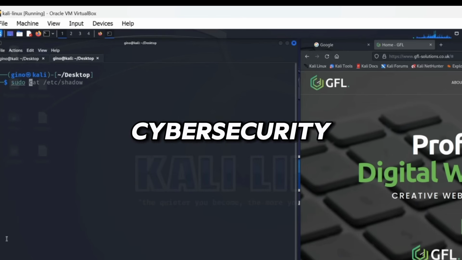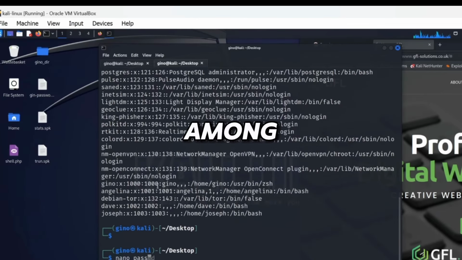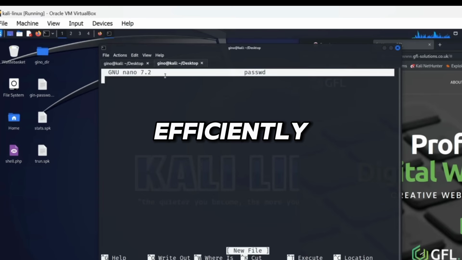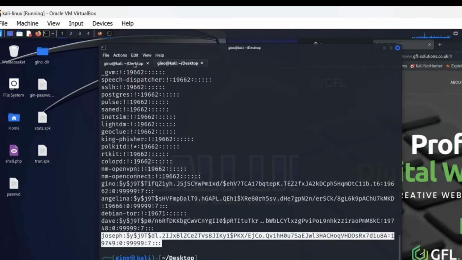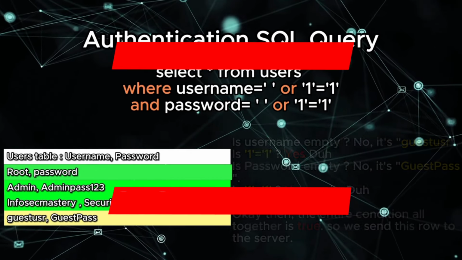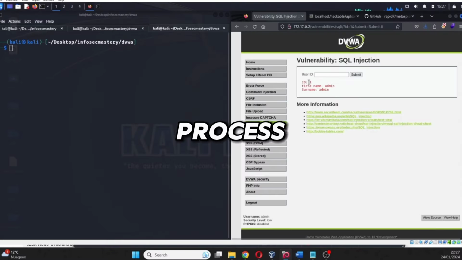variety of cybersecurity applications. John the Ripper deploys dictionary attacks, among other techniques, to efficiently break passwords, leveraging extensive word lists and pattern recognition algorithms. For those interested in database security, SQLMap is a must-know tool. SQLMap automates the process of detecting and exploiting SQL injection flaws and taking over database servers.